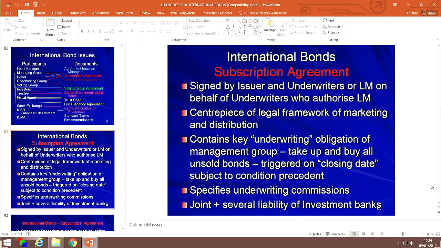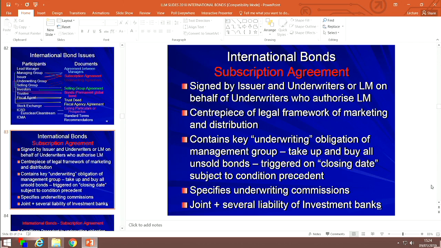Now in practice, you can work out commercially what happens. If the bond issue is not a total success, and there's 20% unsold bonds, in practice, although the issuer would have the unqualified legal right to ask any one of the banks underwriting to take up and pay for the issue, in practice they would turn to the lead manager, who would take up and pay for those unsold bonds.